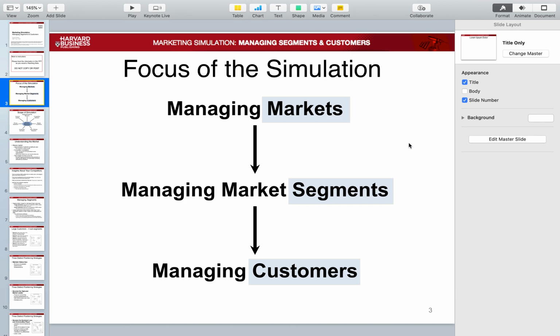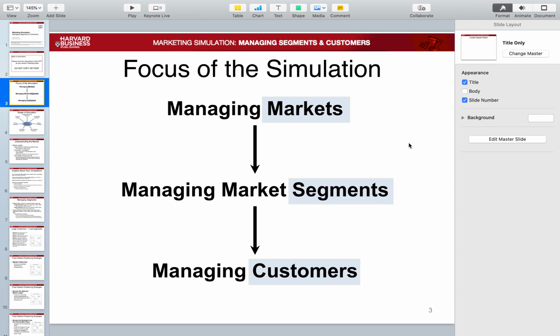This simulation, I know the word simulation can be somewhat of a bad word if you've taken the CAPSIM class or if you've heard about it, but I hope this simulation, and my experience has been that this simulation, is a lot more manageable and actually a little bit of fun.